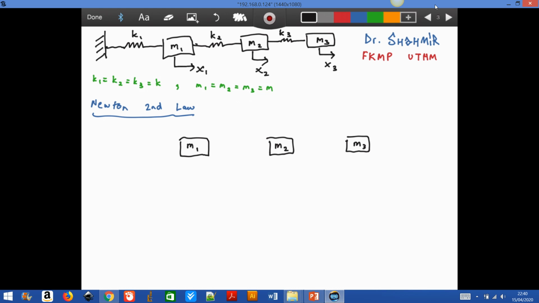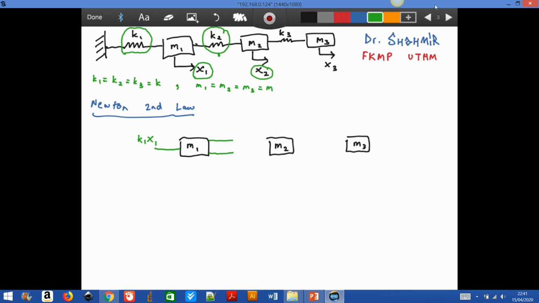So let's focus on the first mass. For the first mass, the reactions would be due to K1 on the left hand side and K2 on the right hand side. So we will have 1 here, K1x1, and then K2 will react with x1 and also with x2. So there will be 2 here.